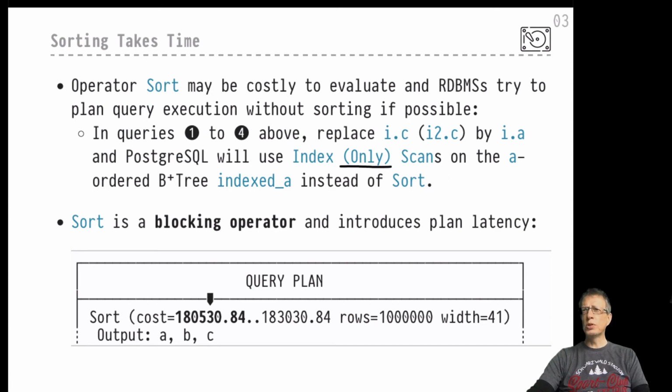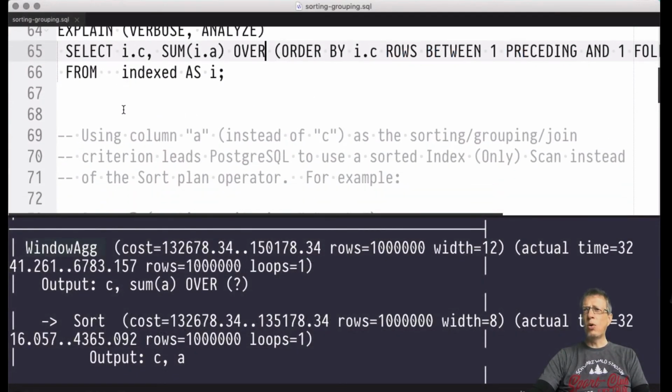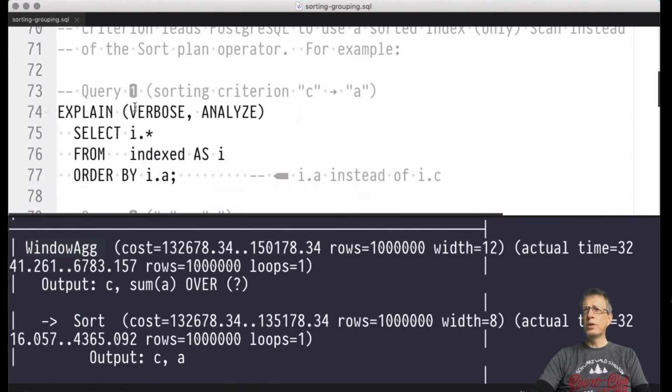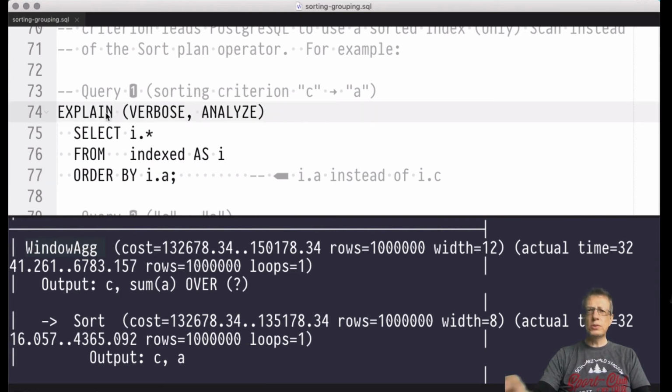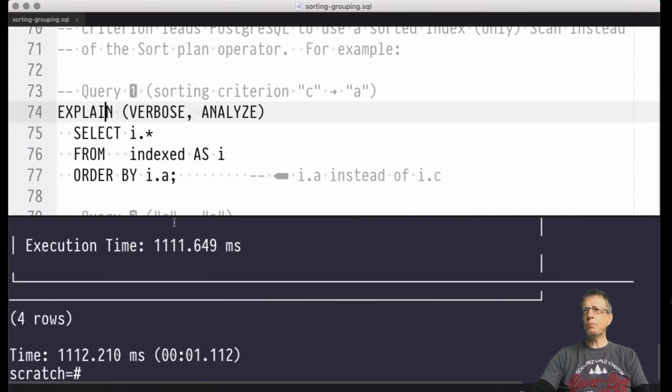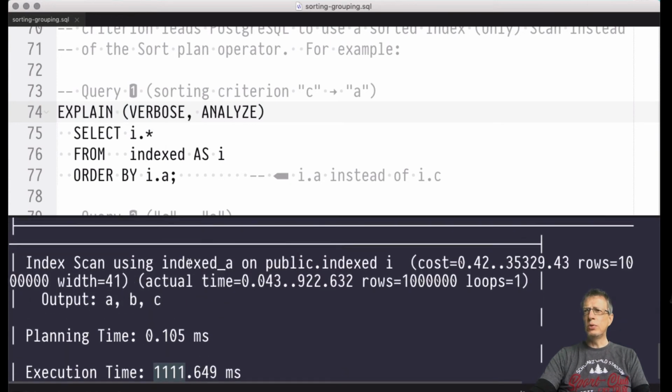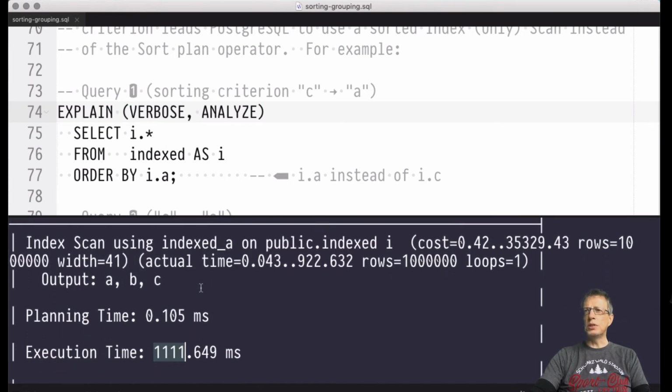Let's quickly switch over to the terminal once more and see how this is indeed happening. What we see below here is a selection of the queries that we've just seen. I've only switched the sorting criteria or the grouping criteria or the distinct values criteria from column C to column A. If we look at query one again, then you see that the evaluation time is lower here. And if you look at the plan, this is indeed a sort-less plan.